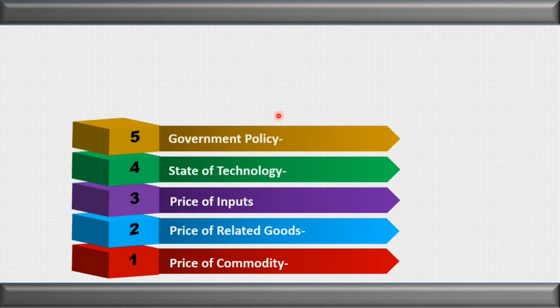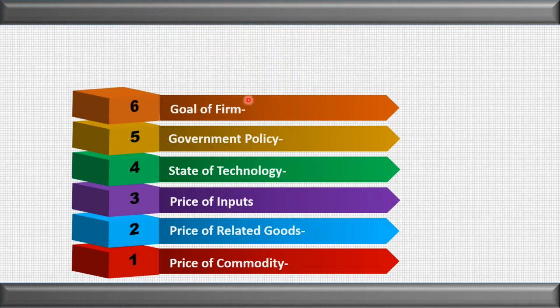The next is government policy. Suppose the government through its policy imposes more tax. If the government imposes more tax, the margin of the profit will decrease, and accordingly the supply will decrease. And if the government decreases tax, the profit margin will be more. Accordingly, the supply will increase.